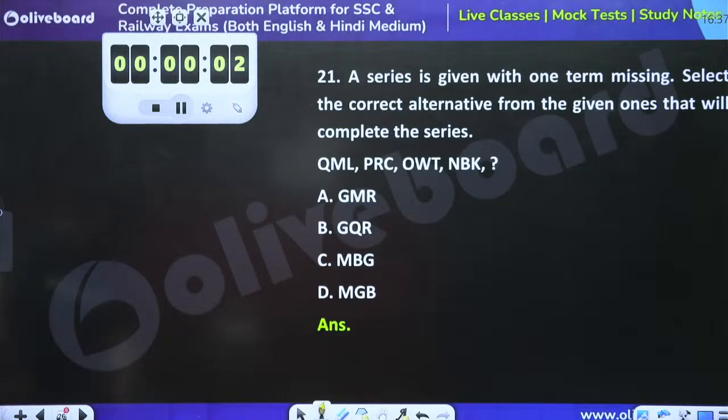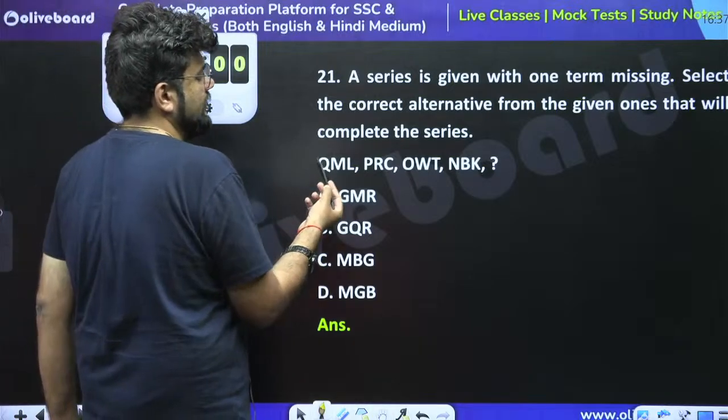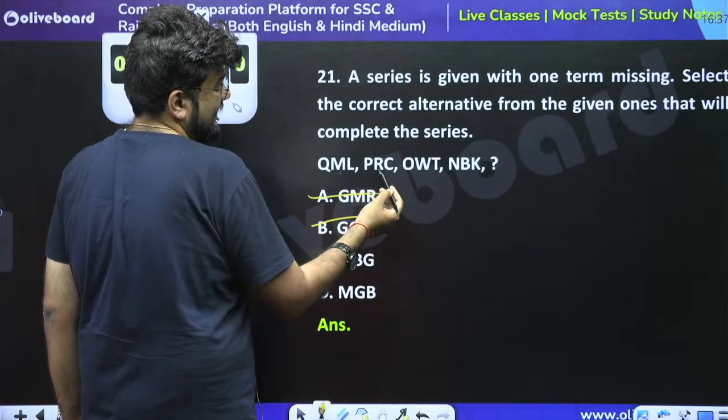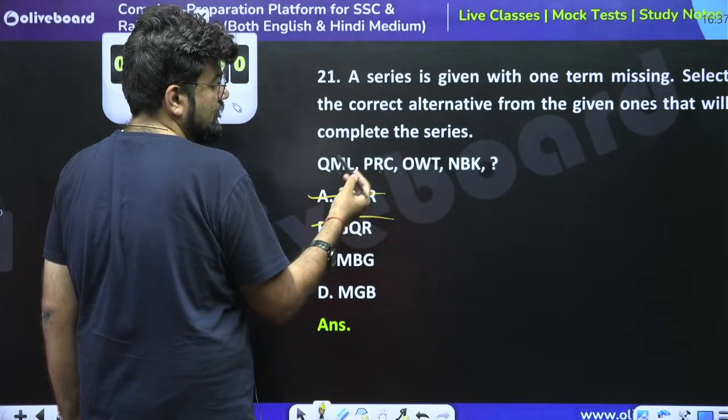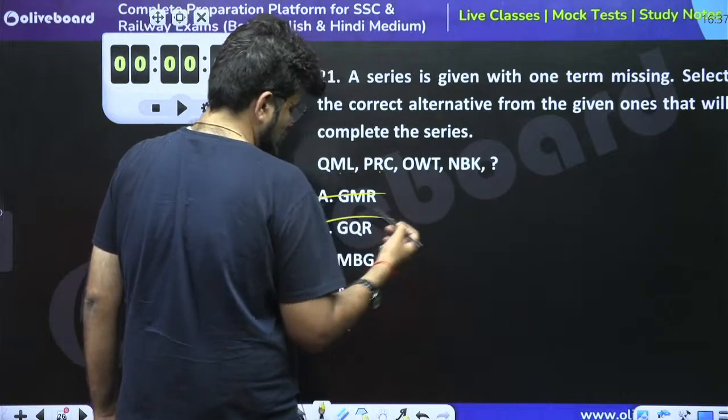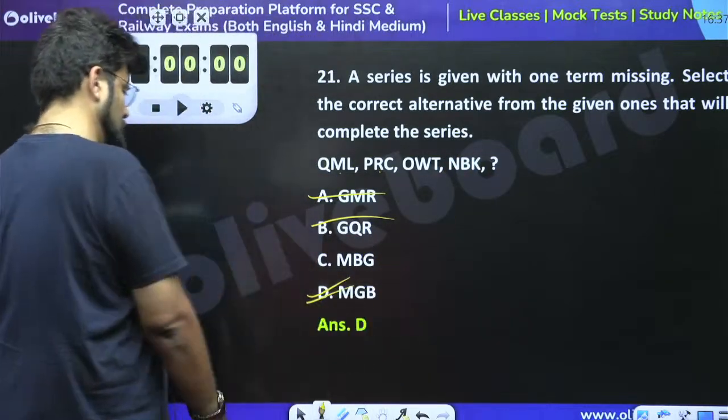Correct. So what is happening? The first letter is clear here. 17, 16, 15, 14, 13. So we are starting with M. The second letter is 13, 18, 23. Now what is happening? Plus 5, 28, plus 5. So 2 plus 5 is 7. So we have G in the middle. So option D is the right answer.